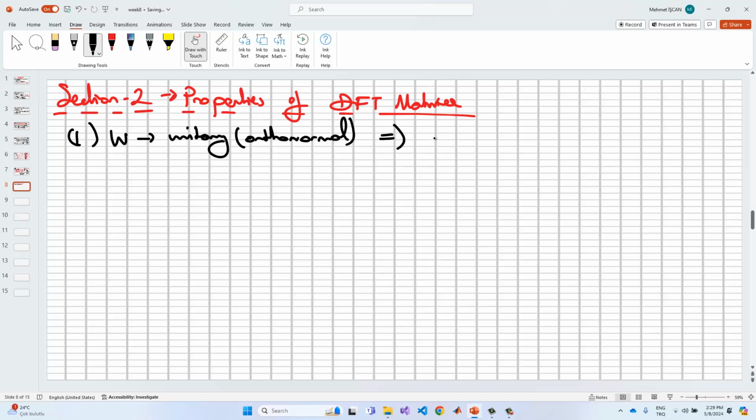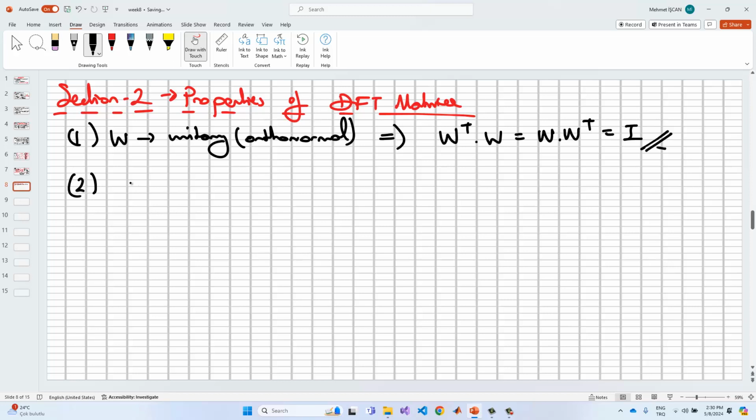Which means that W transform times W equals W transform, which is equal to the I. Okay? The inverse is equal to each other, but in the complex conjugate form. Otherwise, we cannot get the summation of each row and column equal to 0, right? We cannot do that. We cannot get that. Okay?